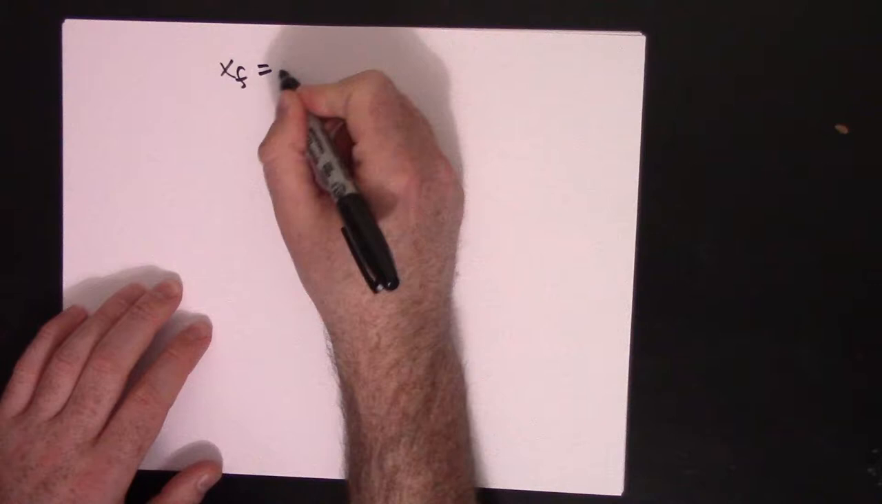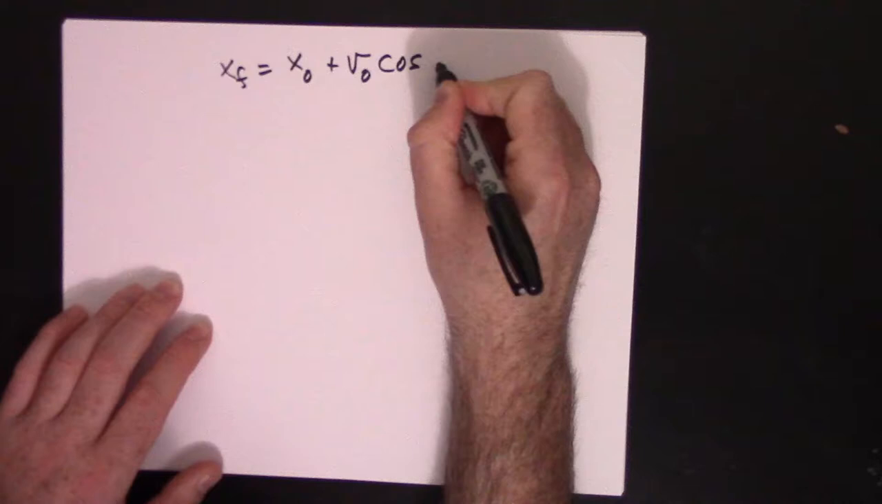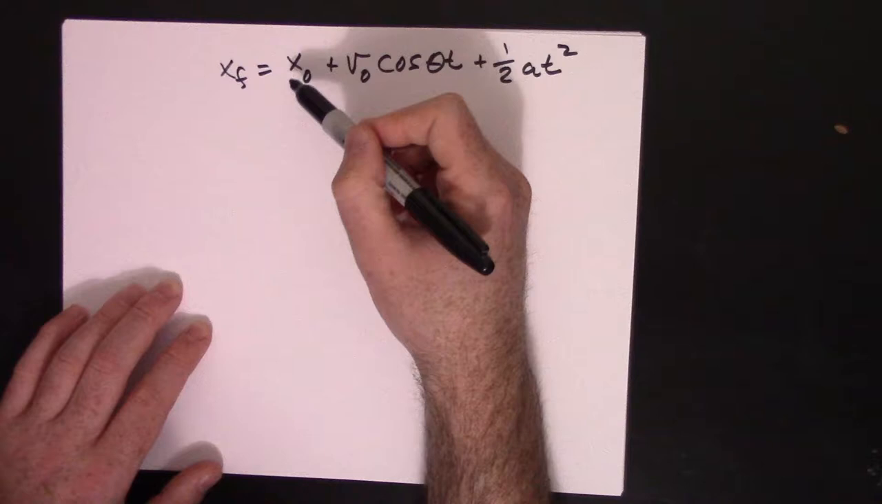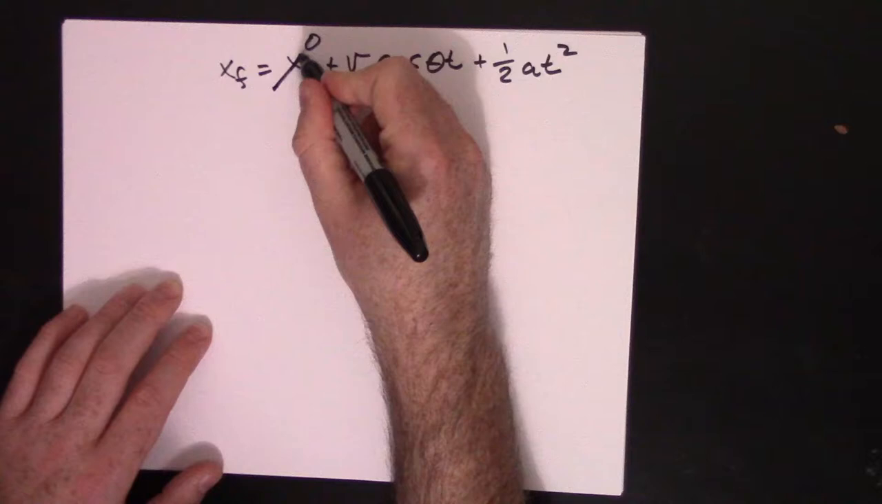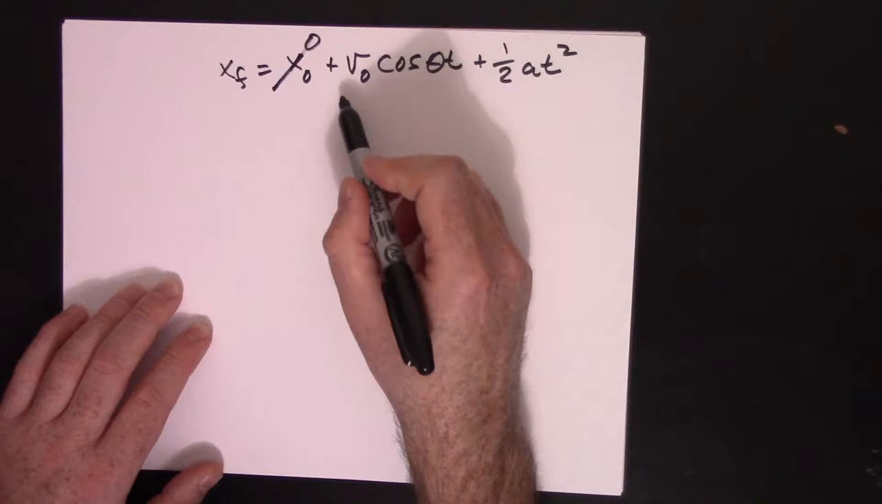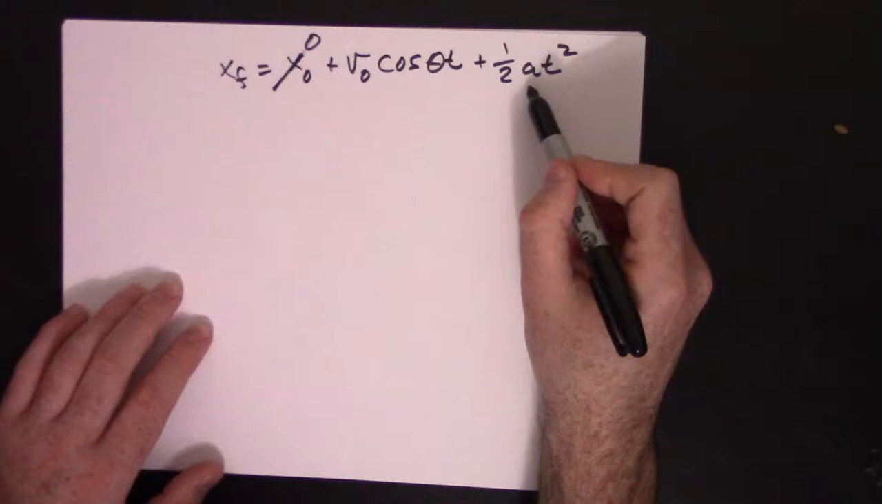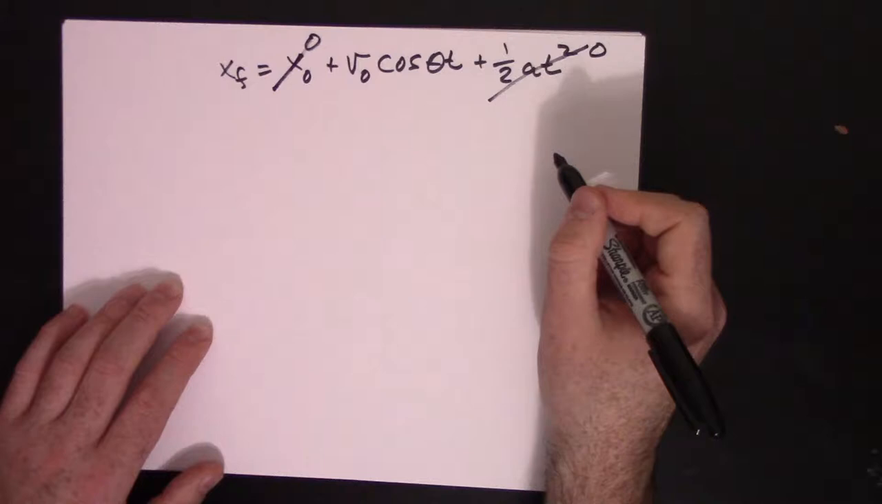x_f equals x naught plus v naught cosine theta t plus 1/2 a t squared. Let's just take a look at this. We know your x naught starting position is 0, so that goes to 0. I like crossing things off. We worked so hard to get this, we know that the velocity in the x direction is absolutely not 0. Neither is the time, so that stays. However, the acceleration in the x direction does go away because there is no acceleration field moving the particle once it leaves the gun.